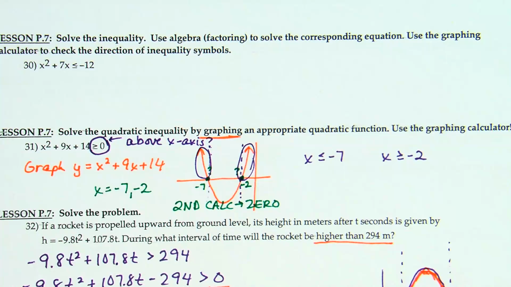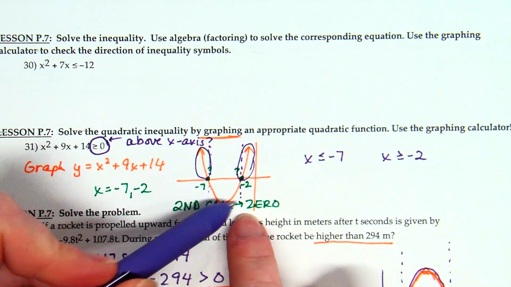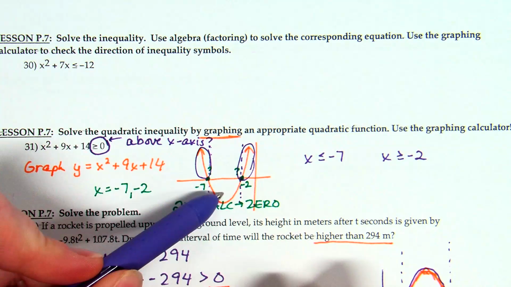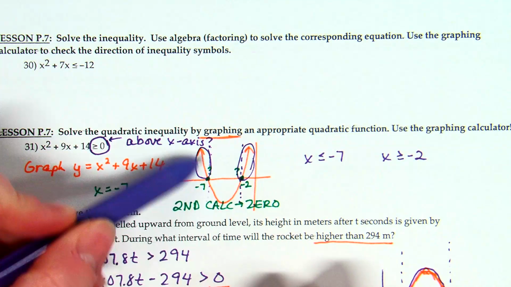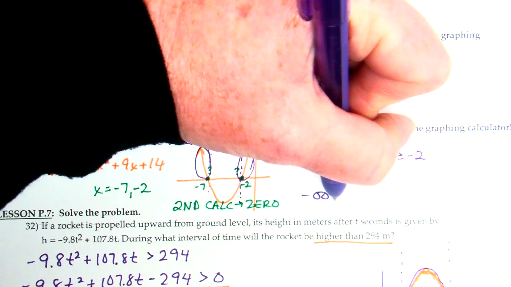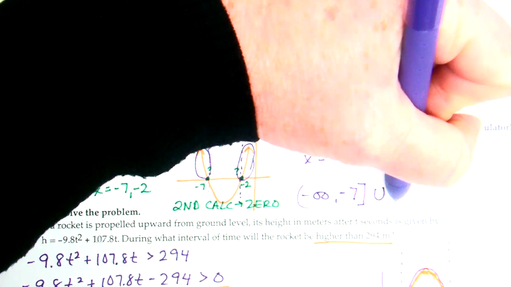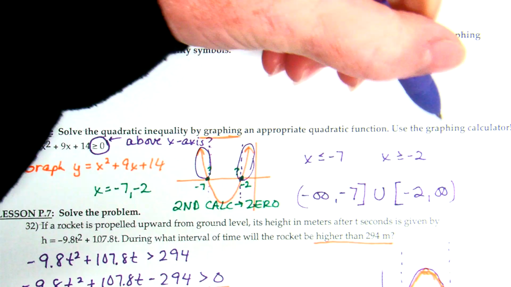Now, how do I officially do this in interval notation? Well, what you just said, -7 to -2, would be this stuff down here in the middle. I need the stuff that is outside. Okay. That's the answer I'm looking for right there.